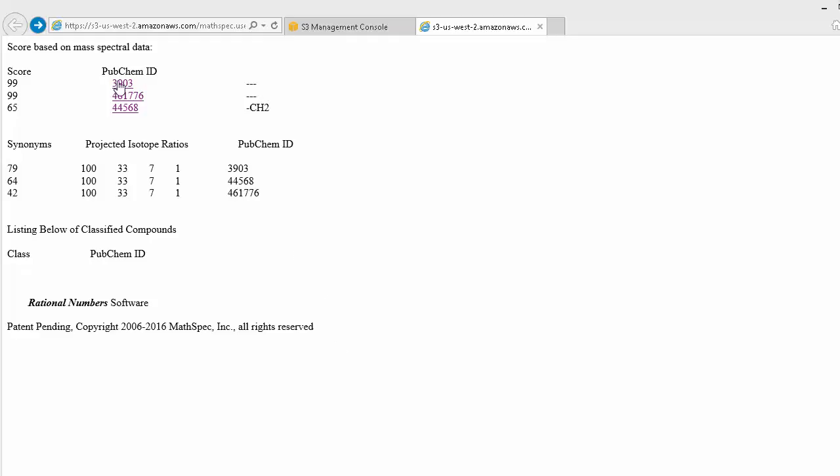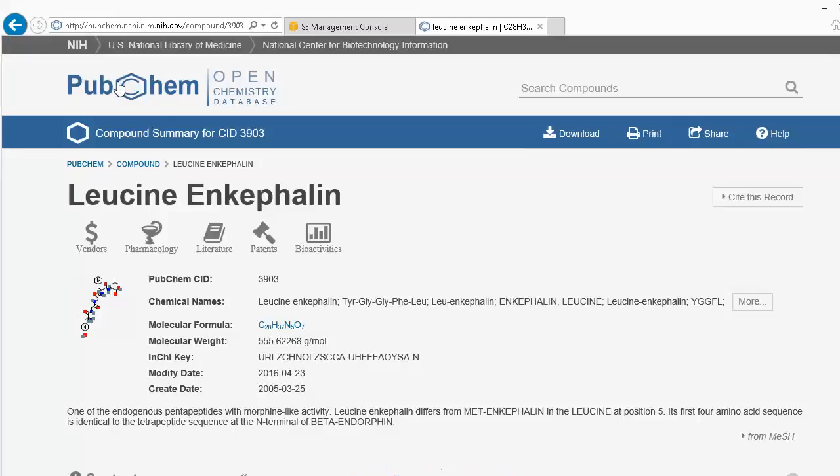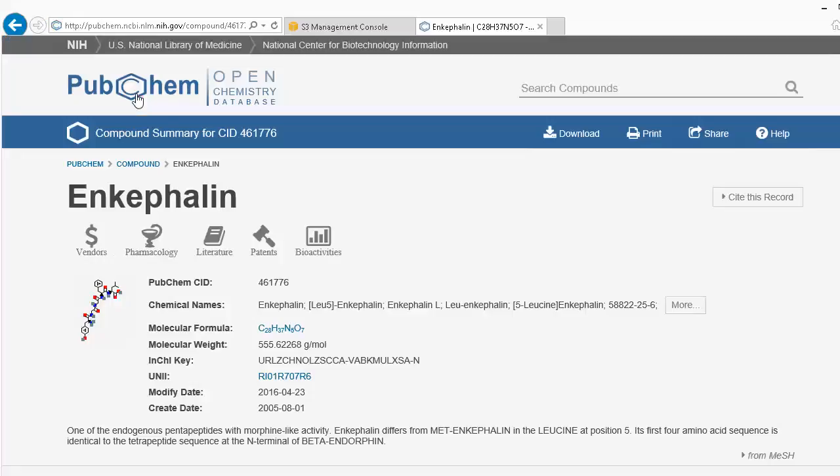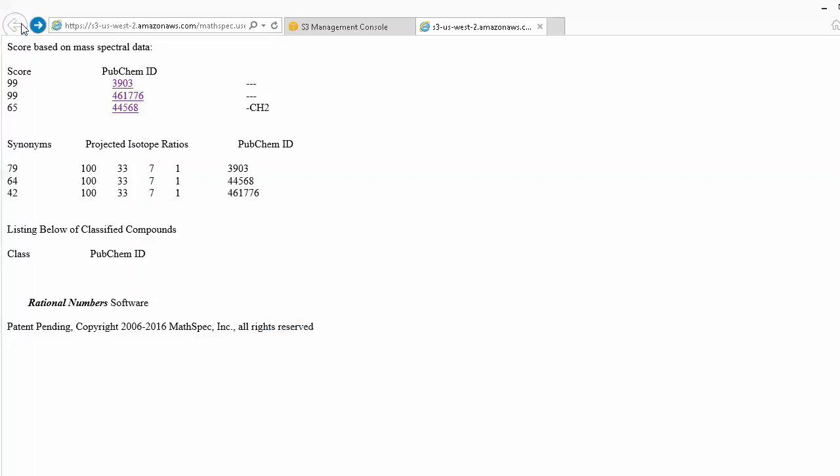If we click on the PubChem ID, we can go into the PubChem website and view the compound with that ID number. The first compound, 3903, is leucine enkephalin. The second hit is also leucine enkephalin. It has a slightly different name in PubChem compound. Now the third compound has a lower score.